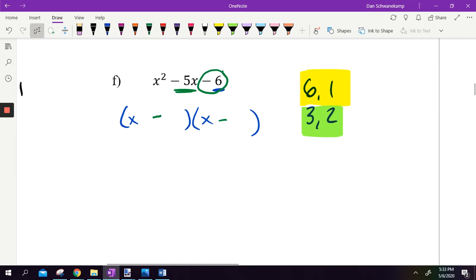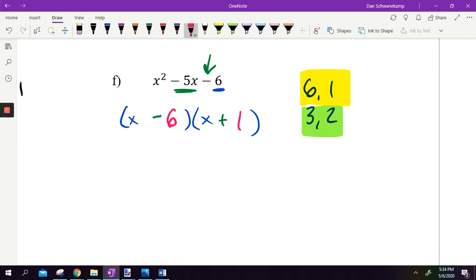Instead, I always think about this. If this sign right here is negative, I know I need one of the signs to be negative and one of the signs to be positive. That's the only way I'm going to multiply together and get a negative number. That's the only way it's going to happen. All right, so what two numbers can I use, 6 and 1, to get negative 5? Yes, x minus 6 and x plus 1. That will get me where I want to be.